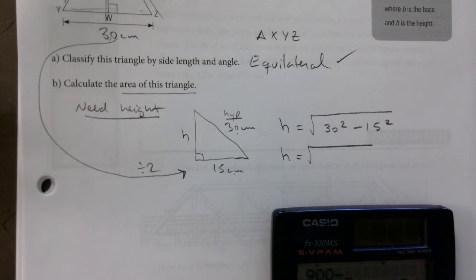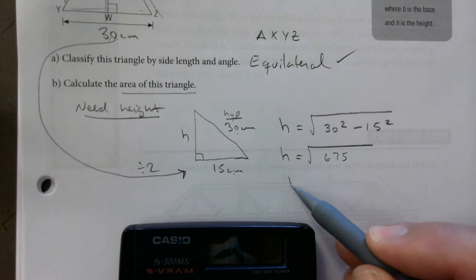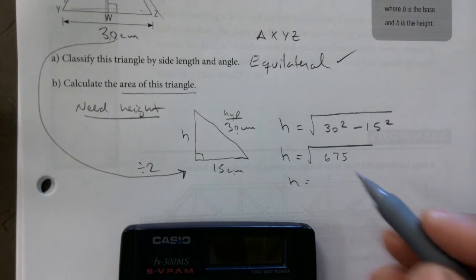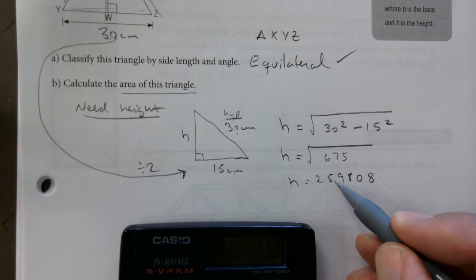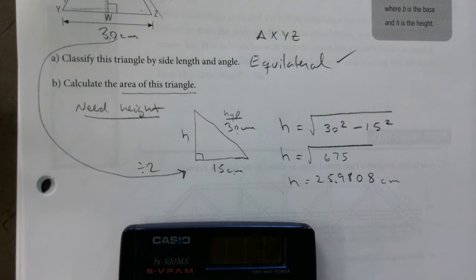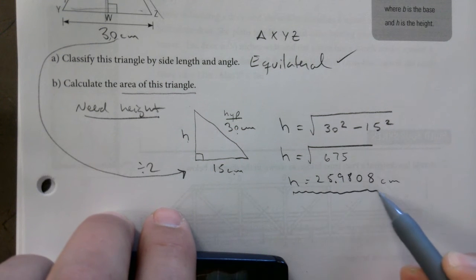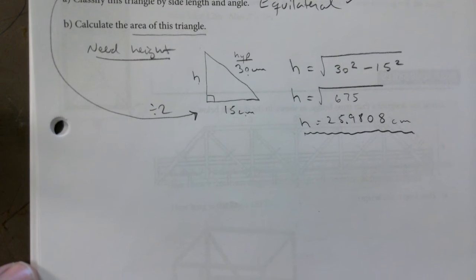So it's 900 minus, that's 675. Take the square root of that, that's 25.9808. We're still working towards our area, this is important, but this isn't my final answer yet. Definitely would score you marks there.